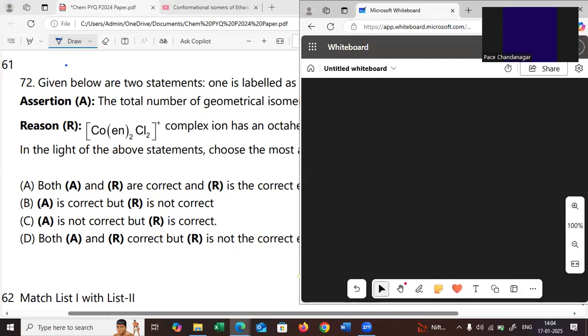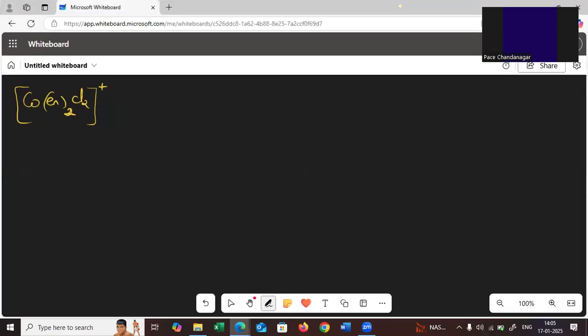Cobalt, ethylene diamine, that is cobalt en twice. Ethylene diamine is a bidentate ligand with two donating sites. And then you have Cl2 here, two donating sites here as well, right? Two twos are four, plus two, total six is the coordination number for it. So how do we draw the isomers for this? Let us first draw the isomers.